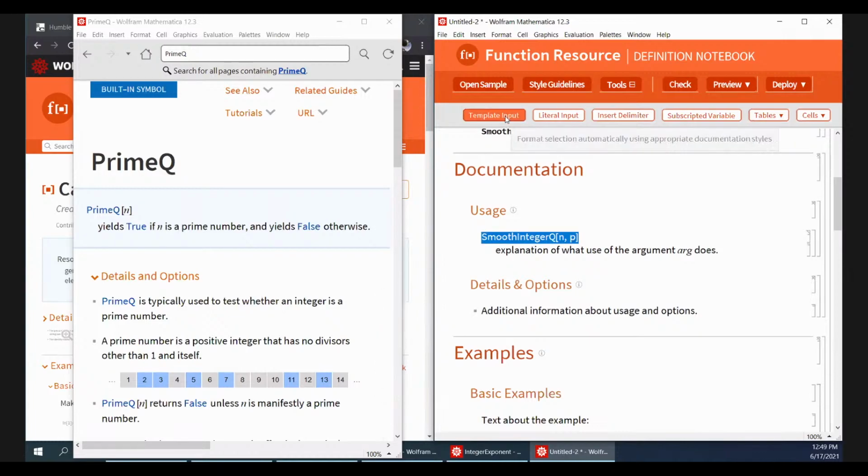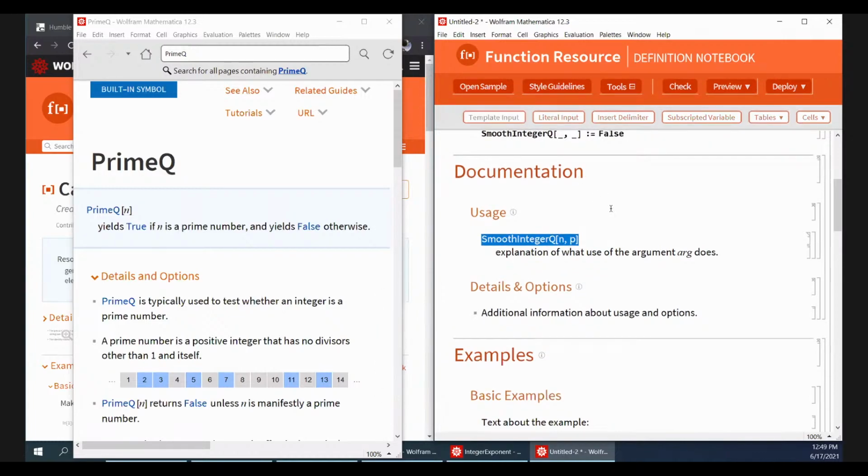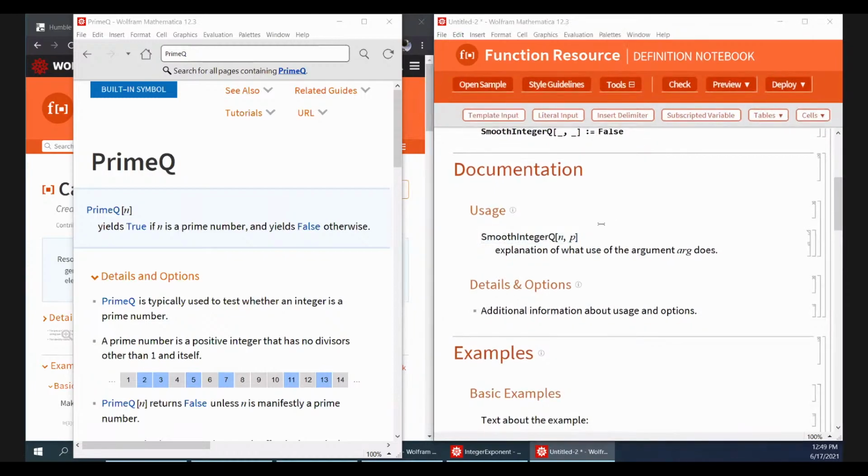Looks good. And all of this should be templated, right? Yeah, so there's this neat little button, template input, that turns segments of typed out code into good looking format, basically. You see how the N there is italics, stuff like that. And it's all built into the notebook too, so there's not a lot of guesswork you have to do.